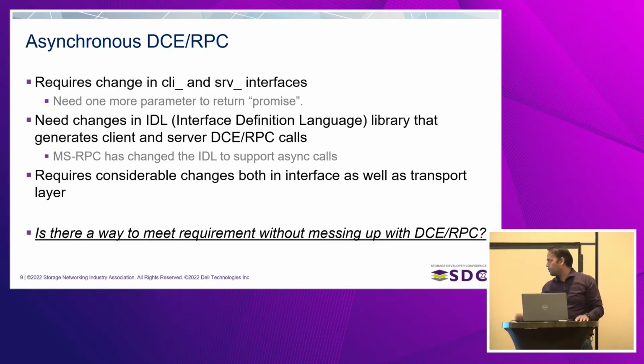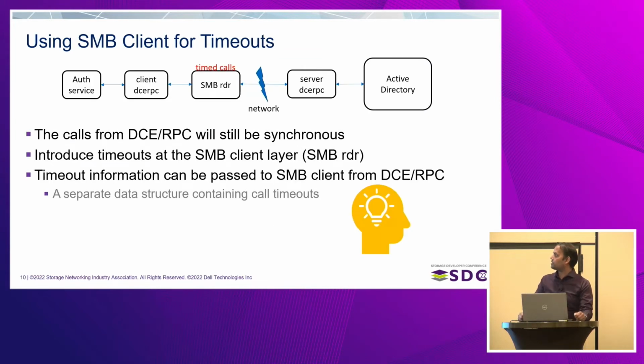So is there a way to meet the requirements without messing with DCRPC? Yes, obviously there is. The solution is right in front of us. Instead of changing the DCRPC, why not just change the SMB client that connects to the server DCRPC? Why not just add timeouts at that layer, right?